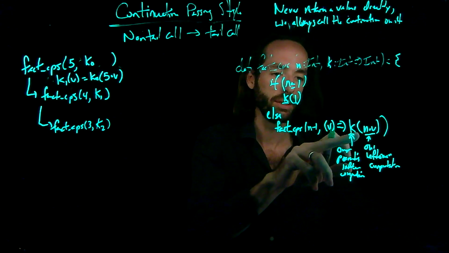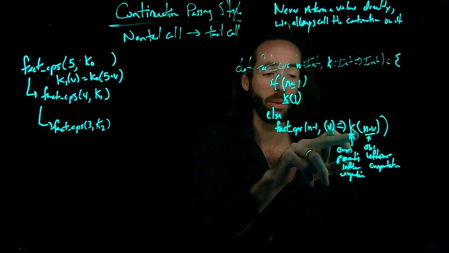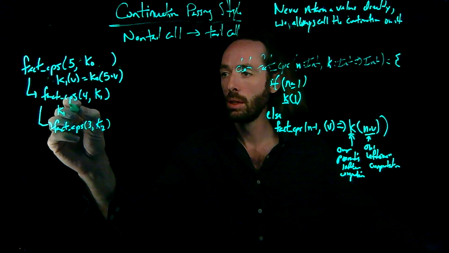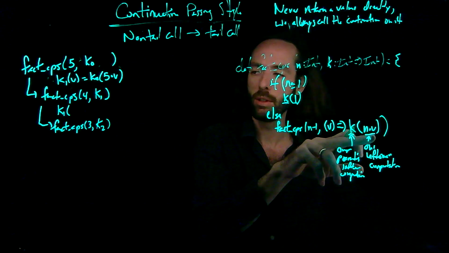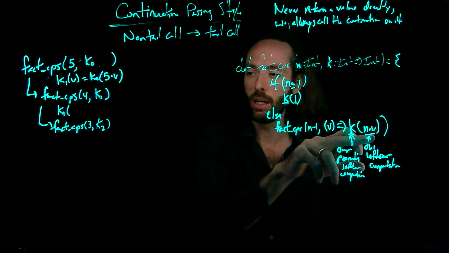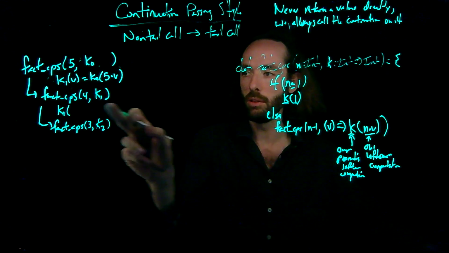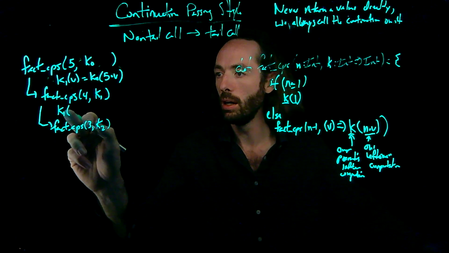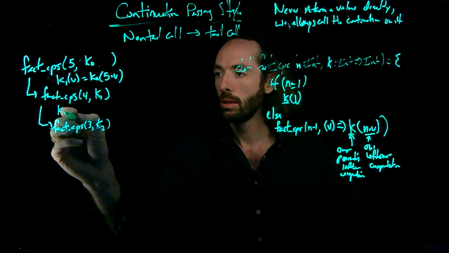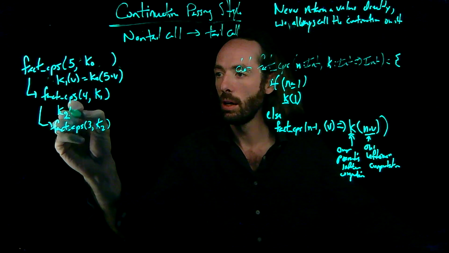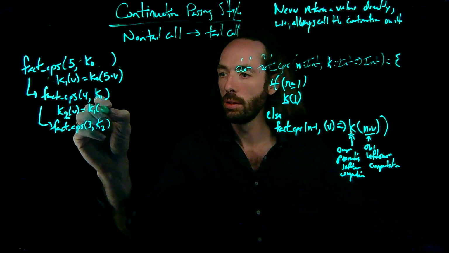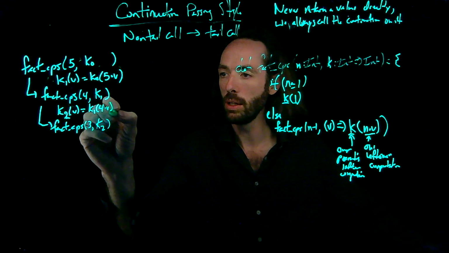Well, it looks like this. I'm going to take my parents' continuation, that's K1, and I'm going to do whatever else I need my child to do, which is going to be 4 times v. So K2 of v is going to be K1 of 4 times v.